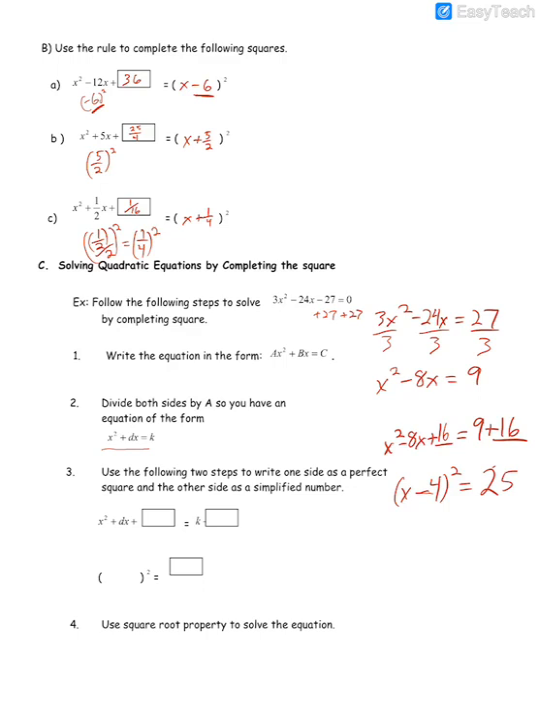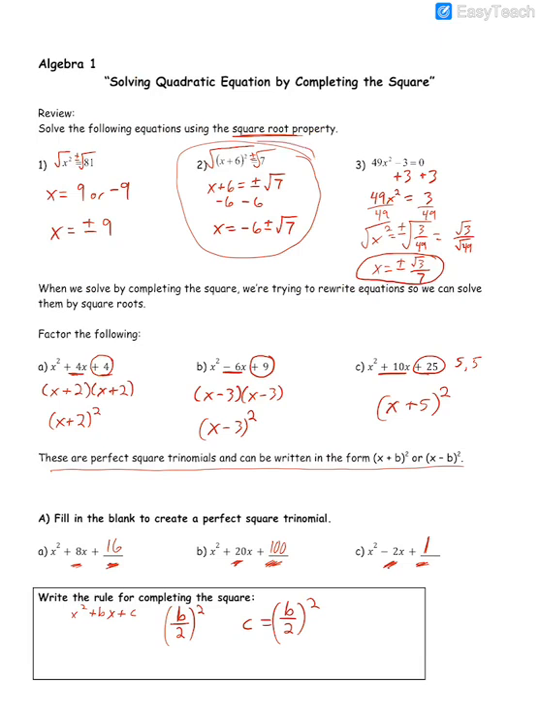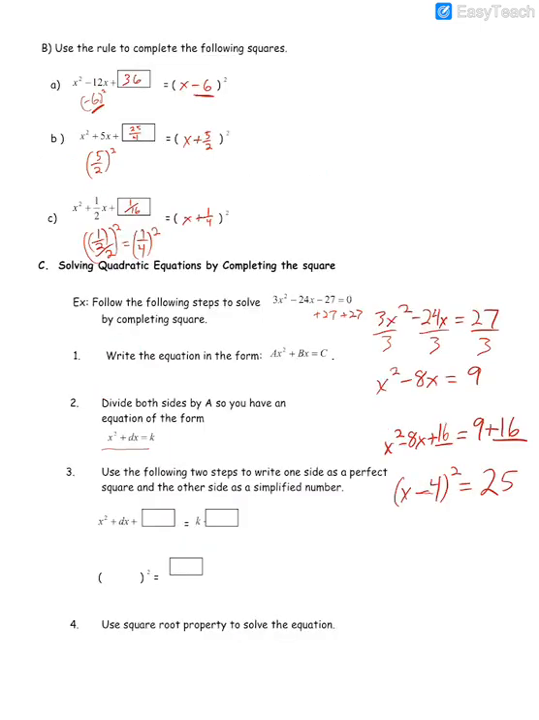Now we can solve this because this right here is just like we had. Let me pop over here. This is just like problem number 2, right? We had x plus 6 squared equals 7. Here we've got x minus 4 squared equals 25. We can just solve it by square root on the left, square root on the right. Put your plus or minus. X minus 4 equals plus or minus 5.